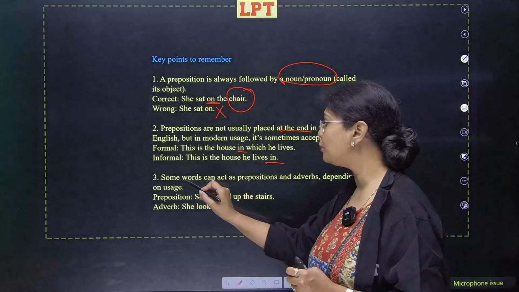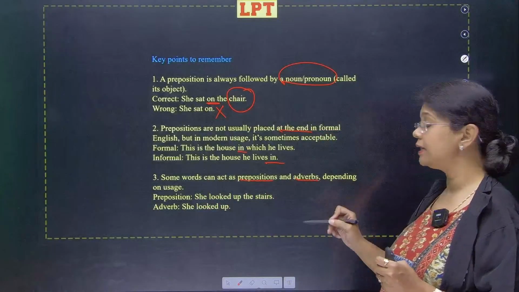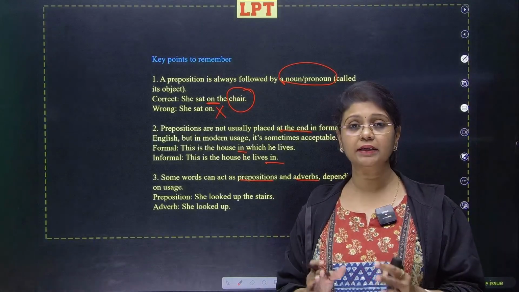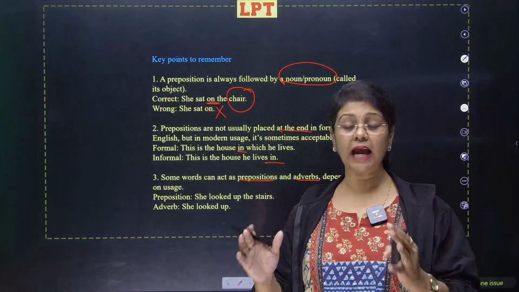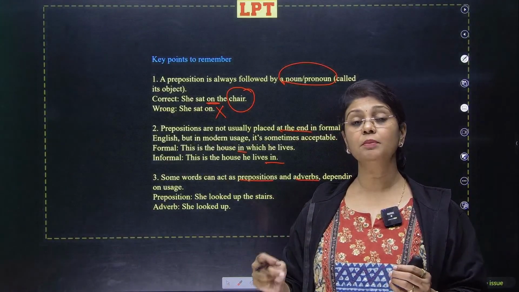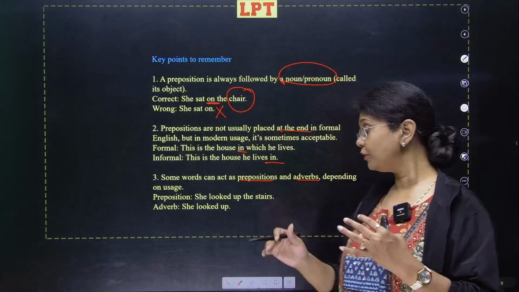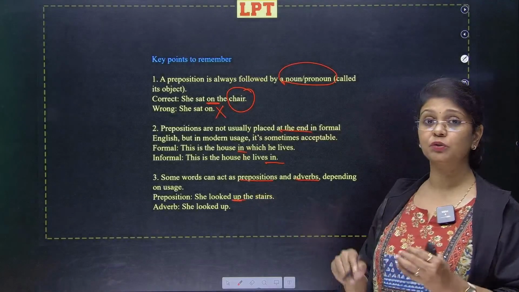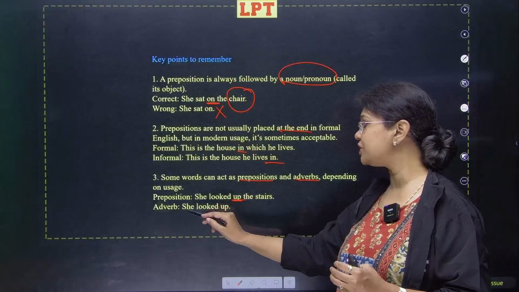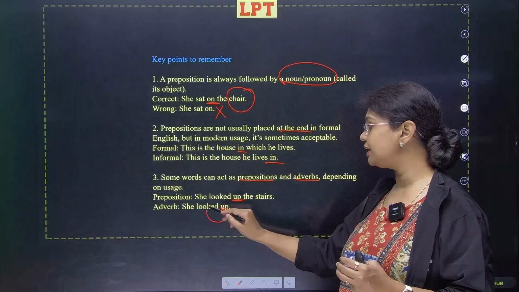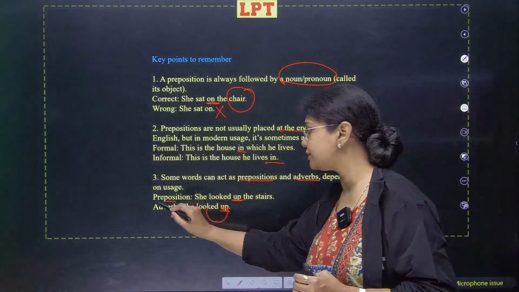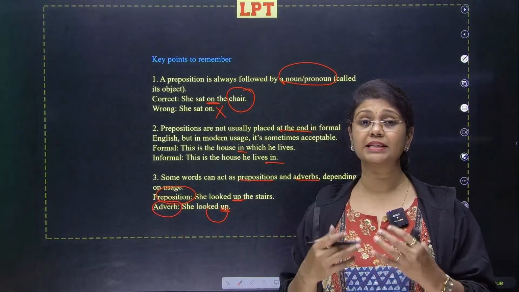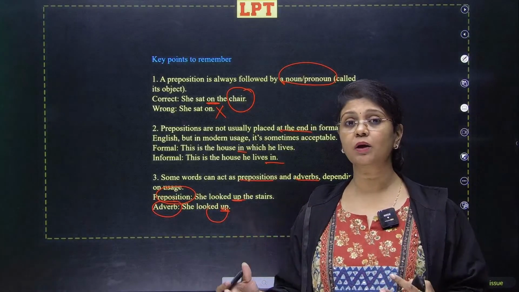And the third thing is, some words can act as prepositions and adverbs depending on usage. I have told you in my previous lectures also that when you talk about identifying a word into a particular category or part of speech, it is all about the function it performs in the sentence. So if you look at the first one, it says she looked up the stairs. So you have this up mentioned here, so you have a preposition here. But when you say she looked up, this up is answering to the verb which is look, so this acts as an adverb. So just keep in mind that you may have some common words that act as prepositions, and the same word can also act as an adverb.